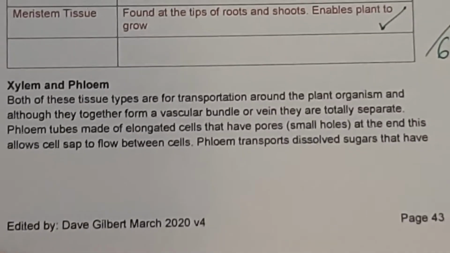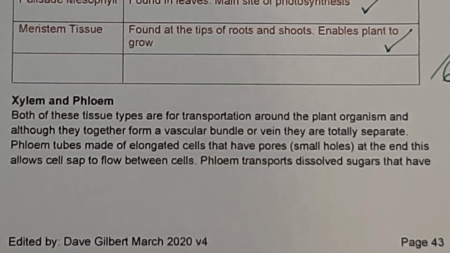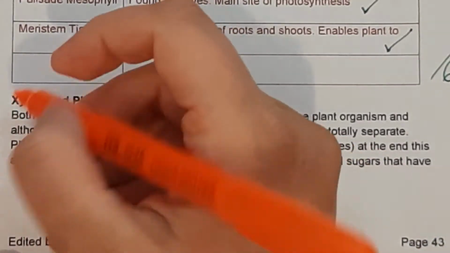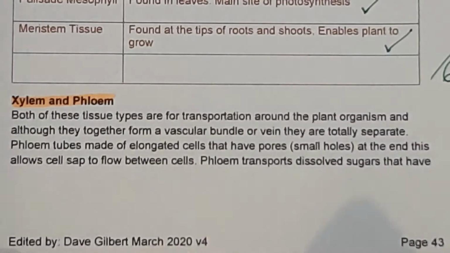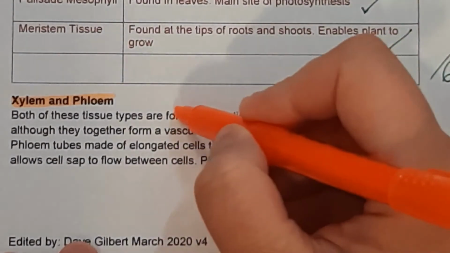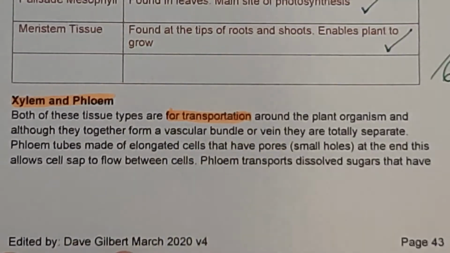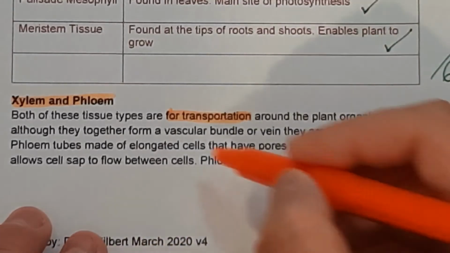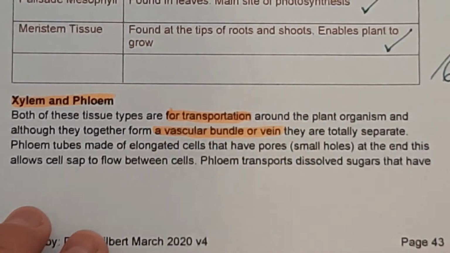So we're looking at the xylem and the phloem. Both of these are tissue types for transportation around the plant organism, so they're for moving things. Together they form a vascular bundle or vein, although they are actually totally separate.